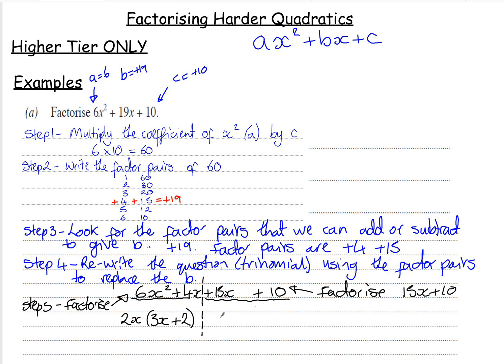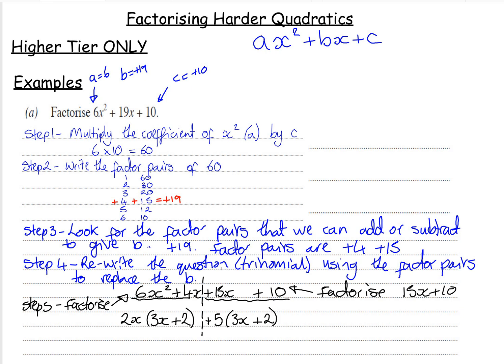Okay, now we need to factorize this expression here. What goes into 15x and 10? 5. Okay, and that's a positive 5. That's important, okay, to identify if it's a positive or a negative. Open bracket, 5 times what gives you 15x, 3x, plus 5 times what gives you plus 10 is going to be a plus 2.